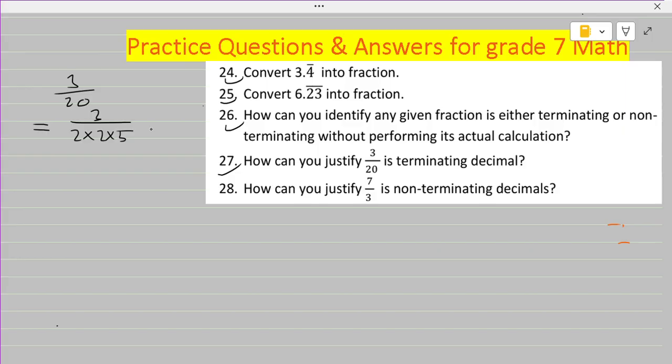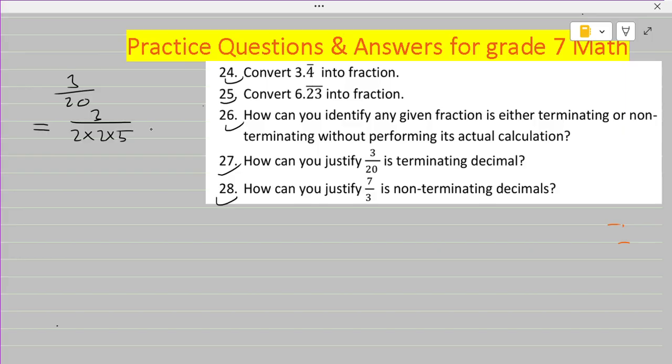If you do the actual division or long division, 3 by 20 will form a terminating decimal. So this is a terminating decimal since the denominator consists only of factors of 2 and 5. So that is number 27.